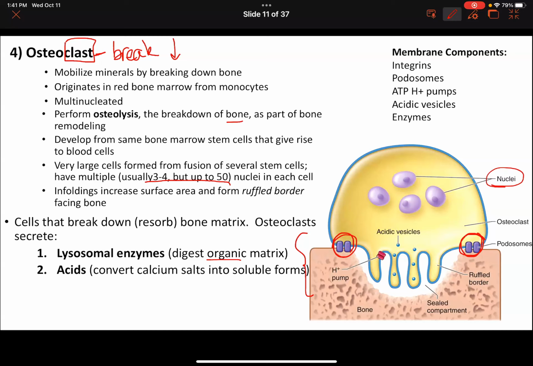There's also going to be those enzymes that are going to be released or secreted from the osteoclast to allow for further digestion of the bone matrix. These ATP hydrogen pumps are going to actually help the osteoclast maintain the acidic environment needed to complete breaking down the bone matrix.